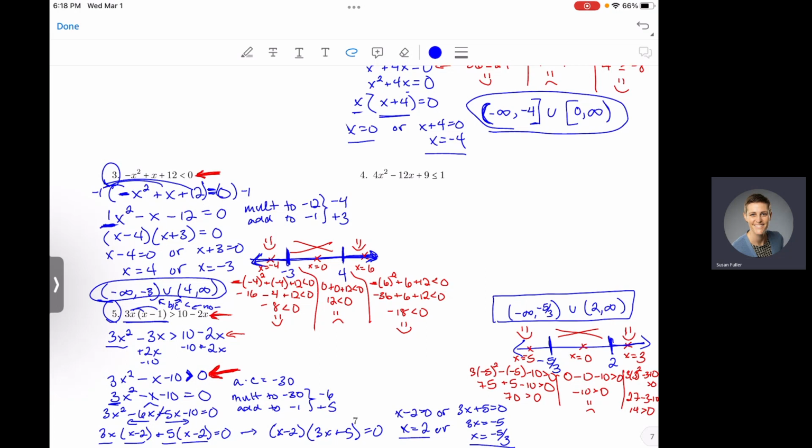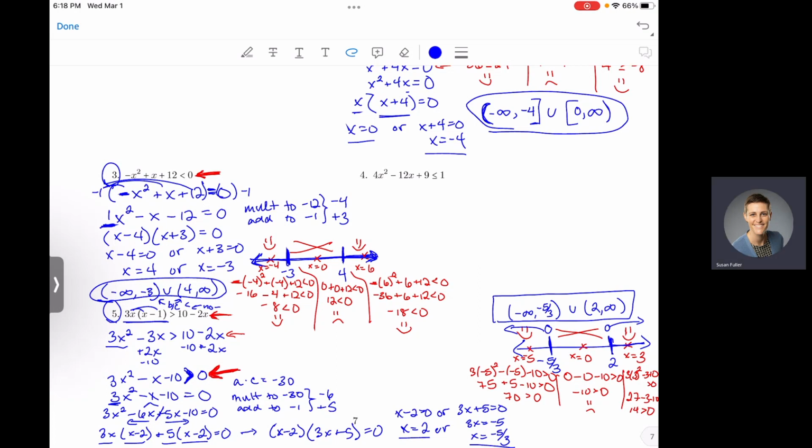And if you were asked to plot this on a number line, because our inequality is just greater than, and there's no equal to, we will put open circles here and then just put lines over the sections that work. And so that's how you would plot this on a number line.